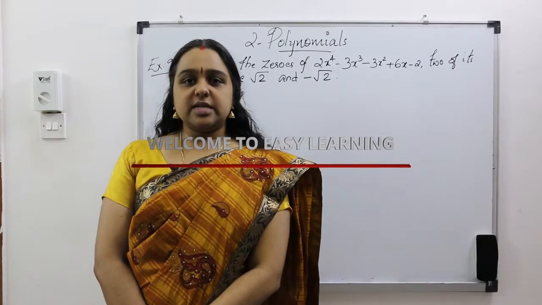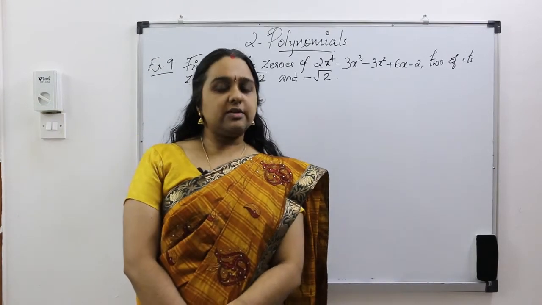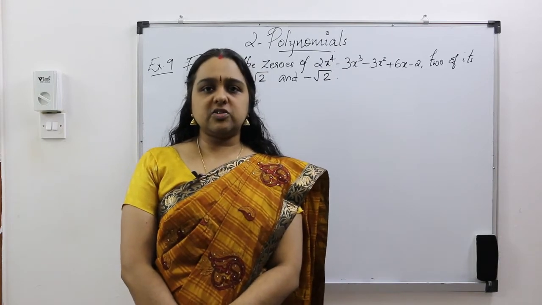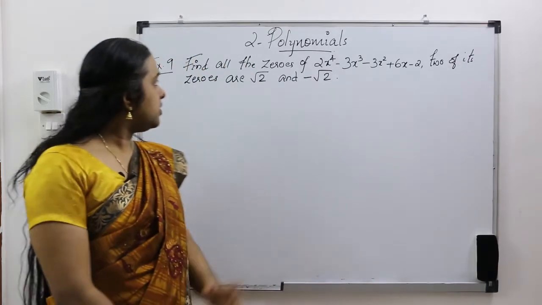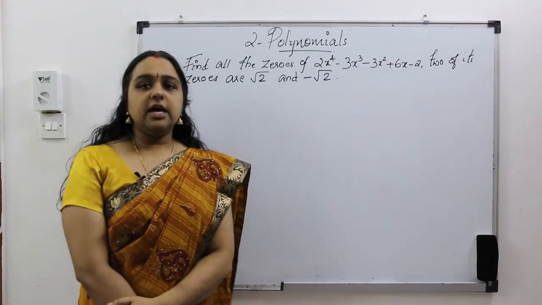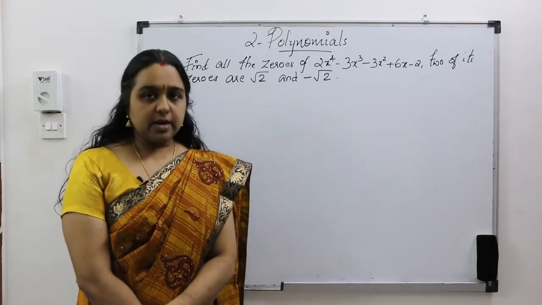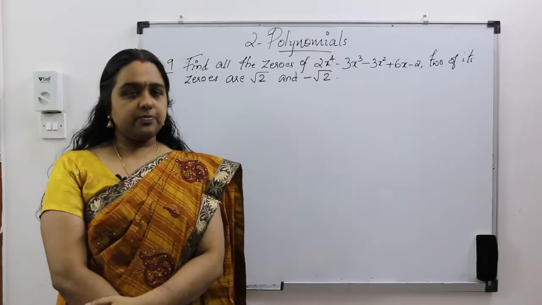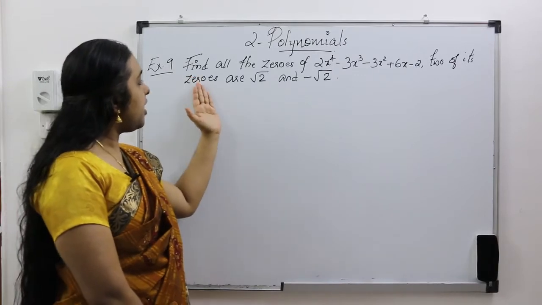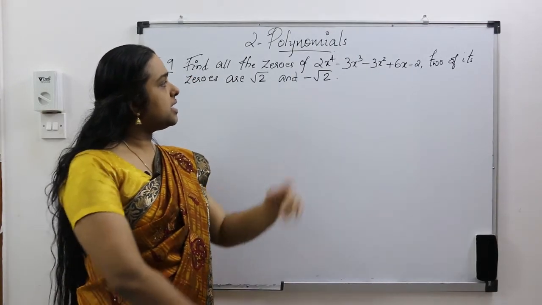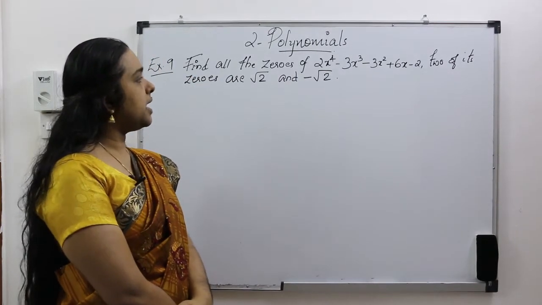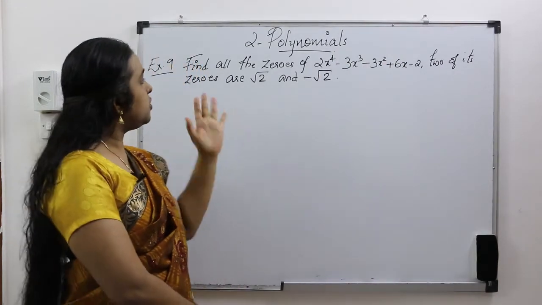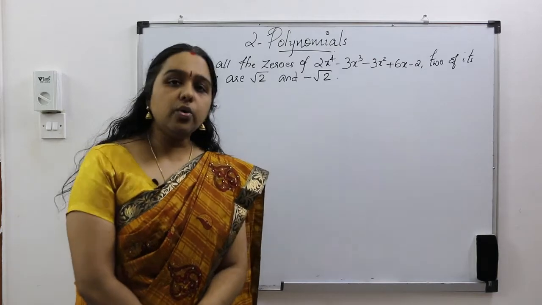Today we are going to discuss the problems related to division algorithm. Okay, first let's try one example given in your textbook, that is example number 9. Here we are given a polynomial and two zeros of the polynomial are also given. So let's see the question. Find all the zeros of 2x raised to 4 minus 3x cubed minus 3x squared plus 6x minus 2. Two of its zeros are root 2 and minus root 2.